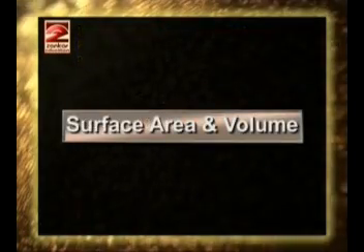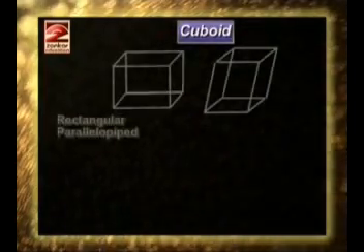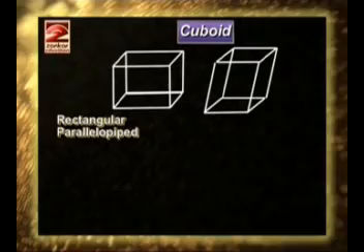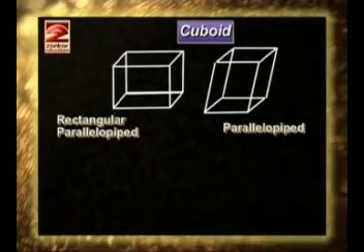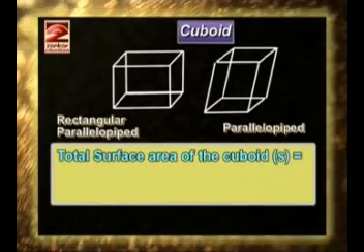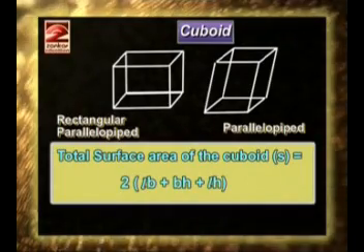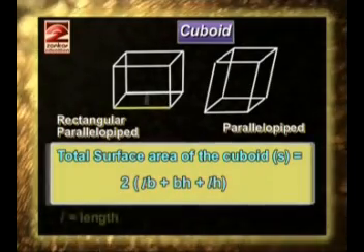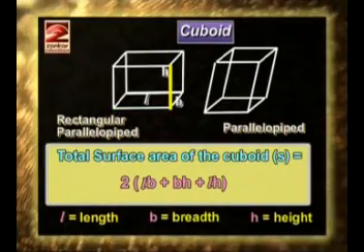Now we'll see about surface area and volume. It is a cuboid. It is a rectangular parallelepiped. The formula is: total surface area of the cuboid is equal to 2 into bracket LB plus BH plus LH, where L is the length, B is the breadth and H is the height.